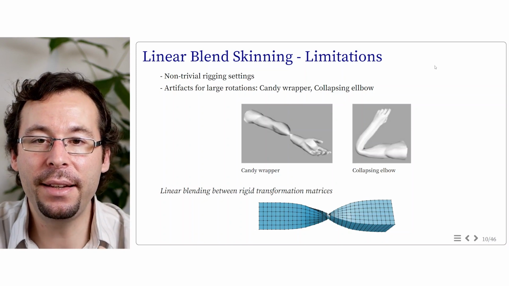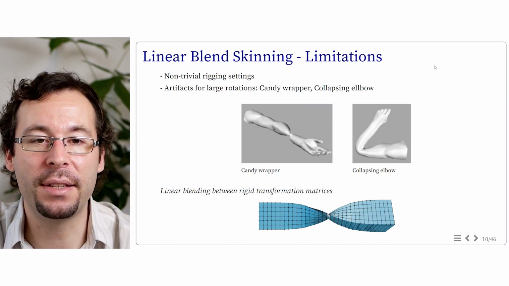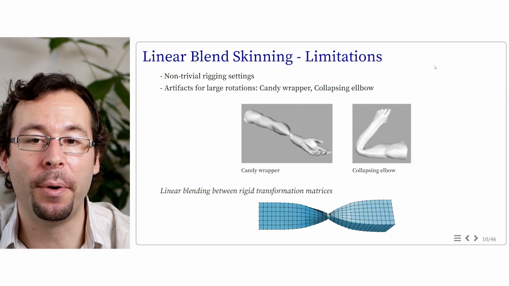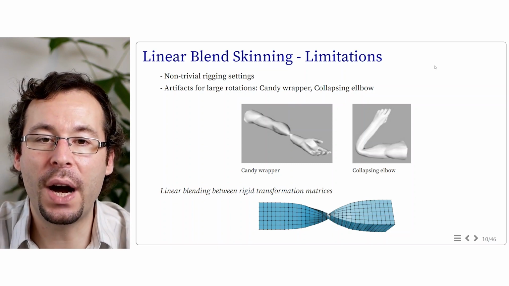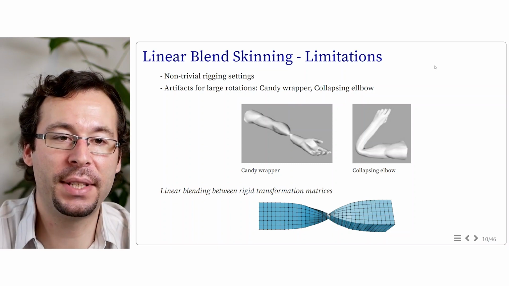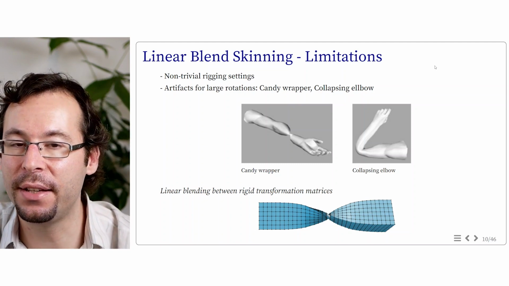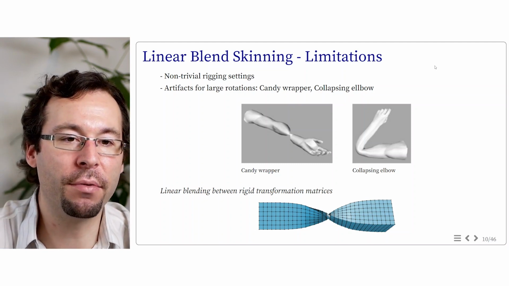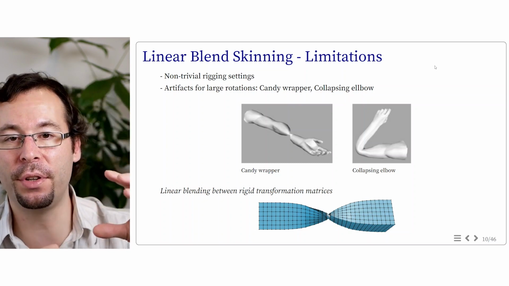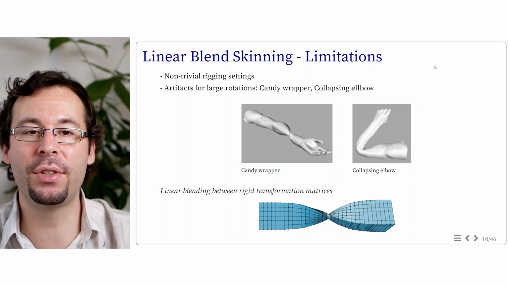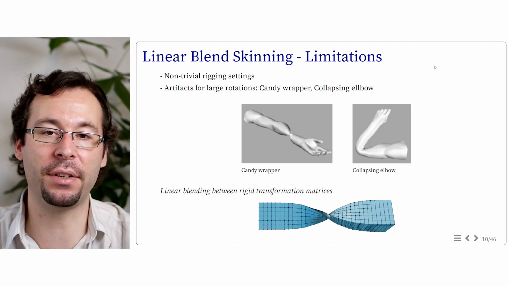We blend linearly the coefficients of the matrices of rigid transforms. And this explains why we have these artifacts with scaling and even singularity issues. In the case of the candy wrapper, for instance, all coefficients of the linear part cancel out, and we have a scaling by a factor 0.